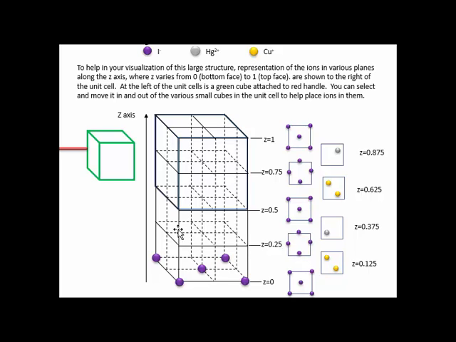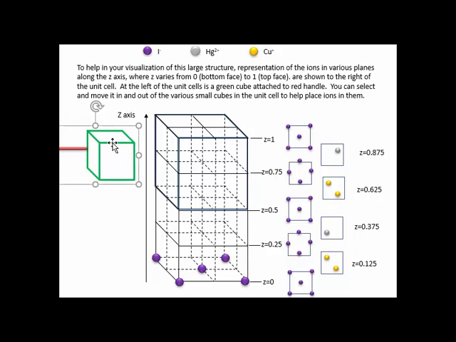So now you're going to continue upwards, copying more iodides and placing them a quarter of the way up. That's when Z is 0.25. Halfway up the unit cell in this plane, when Z is equal to 0.5. 3/4 of the way up, and then finally all the way up when Z equals 1. That's the top surface. And then you're going to pop the copper 1 plus and the mercury 2 plus ions in as well.